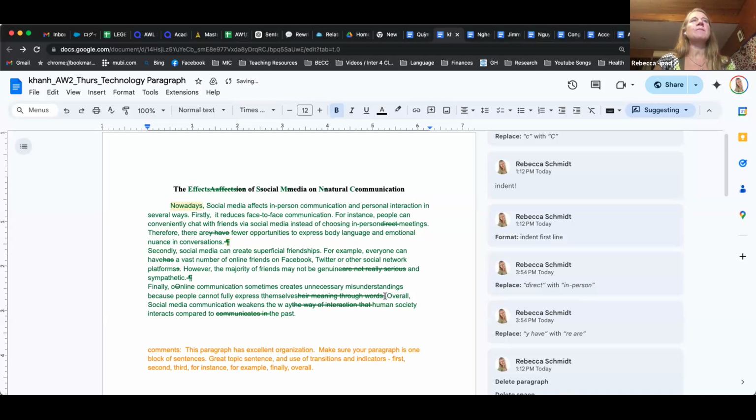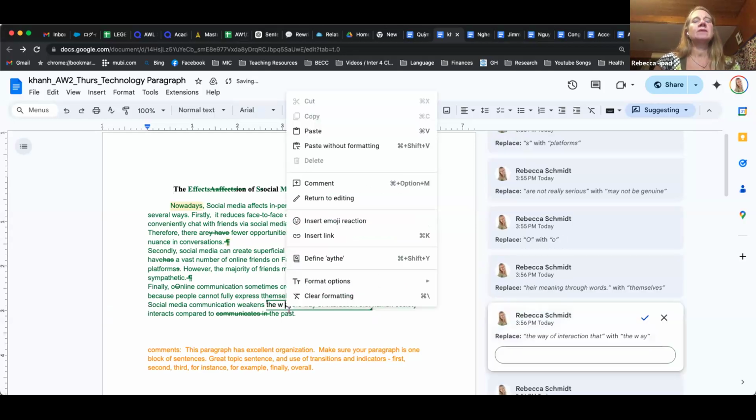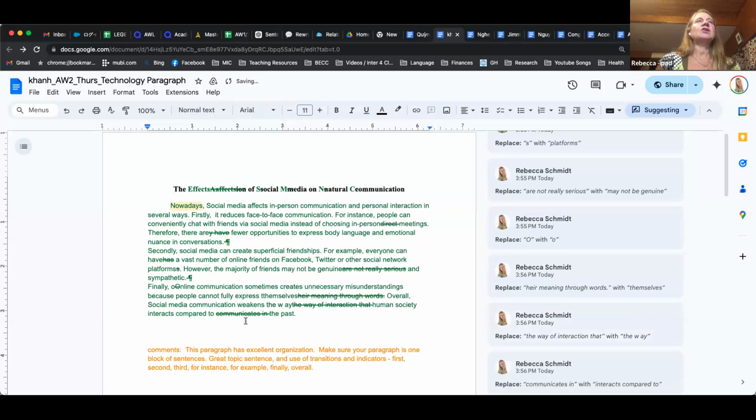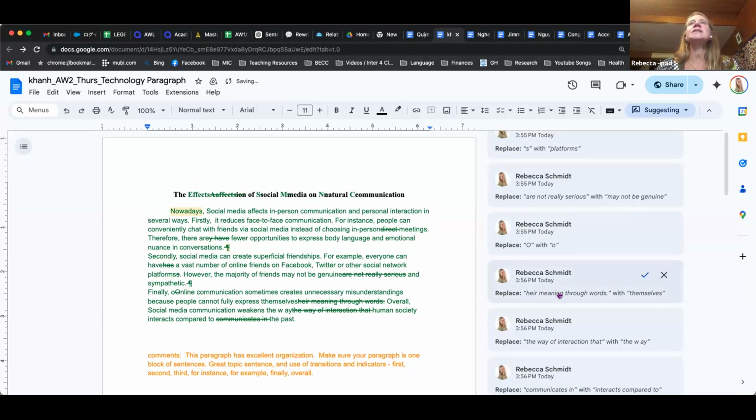And then there's a good summary paragraph. Overall, in summary, for these reasons, you could say, social media communications weakens the way that human society interacts compared to in the past, or compared to the past. So I gave you guys suggestions here of how to make it better. I suggest you go back through and you check the boxes.